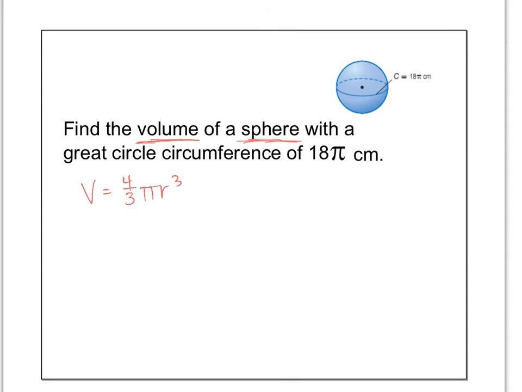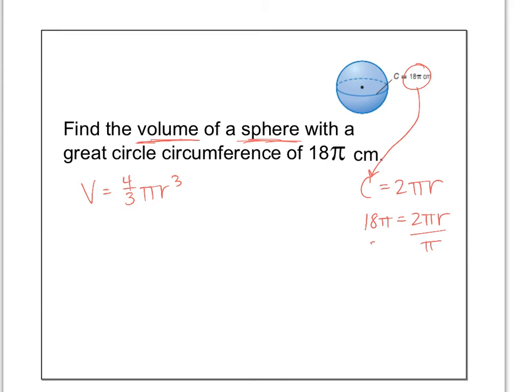For a sphere, you should have 4/3 pi r cubed. Do we know the r? No. Can we just substitute 18 pi in for pi r cubed? No. Circumference is 2 pi r. So substitute in the 18 pi for the C. 18 pi equals 2 pi r.